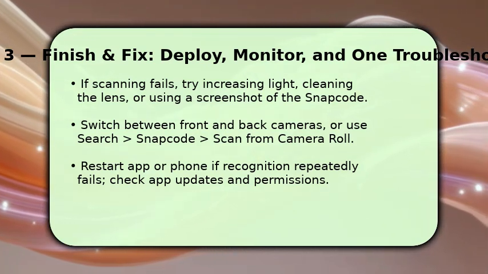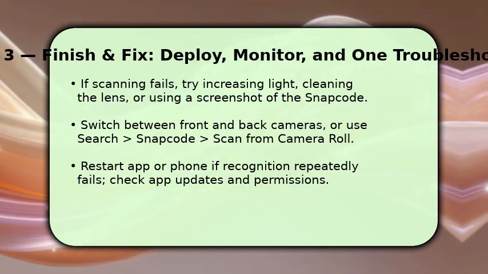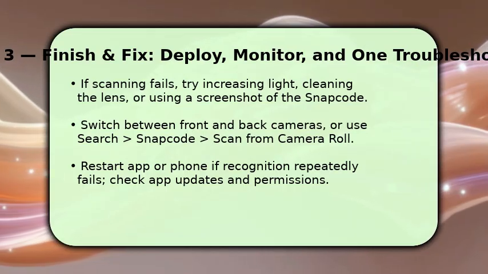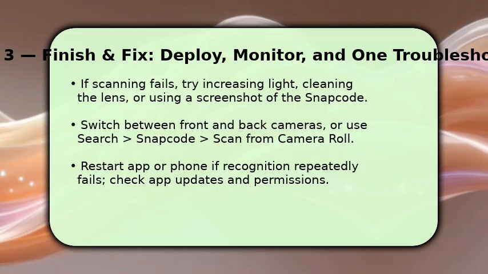If it didn't work, troubleshoot: increase lighting, clean the lens, or use a screenshot and scan from your camera roll via Snapchat's Snapcode scanner. You can also switch cameras or restart the app. Make sure camera permission is enabled and the app is up to date.